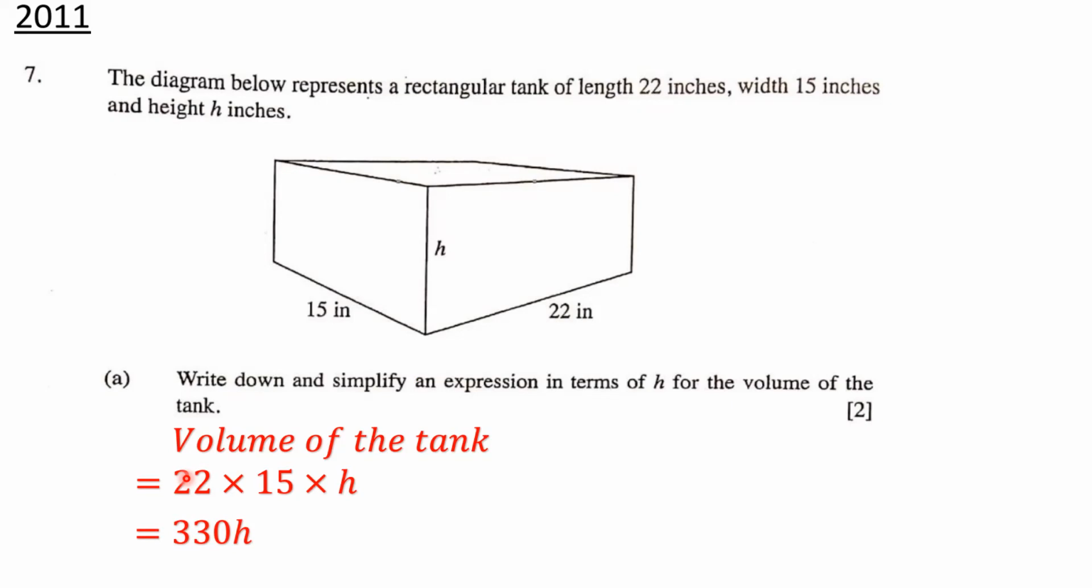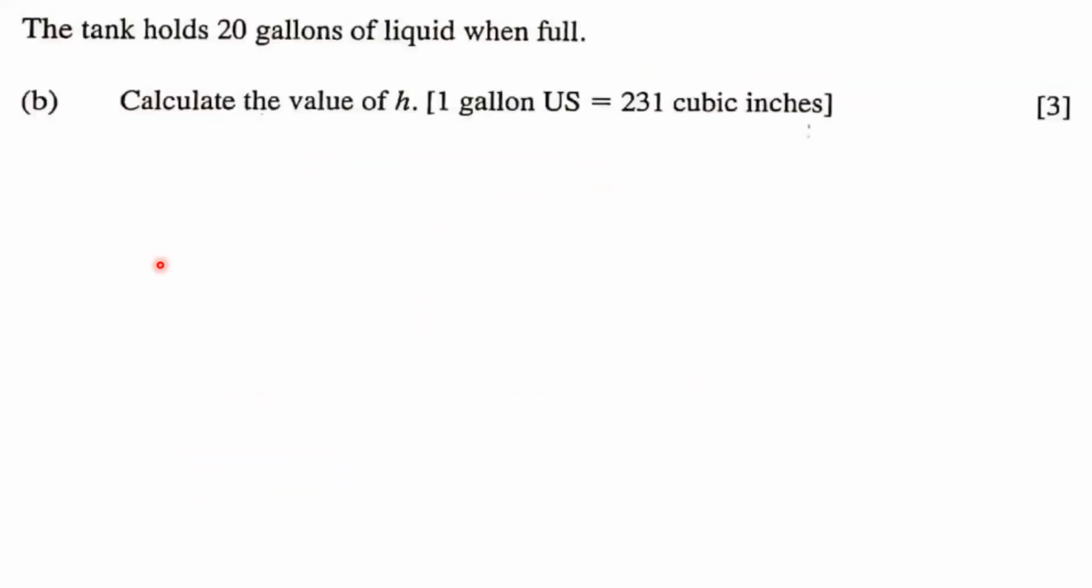And so we multiply 330 times h. But we do not know what h is as yet. So since we don't know what h is, we have to figure out what h is. And so let's move on to B. B says that the tank holds 20 gallons of the liquid when full. Calculate the value of h. And understand that 1 US gallon is 231 cubic inches.